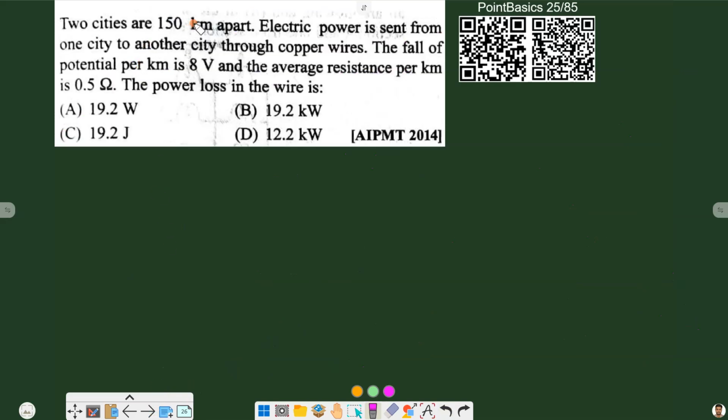Two cities are 150 km apart. Electric power is sent from one city to another through copper wires. The fall of potential per kilometer is 8 volts. Average resistance per kilometer is 0.5 ohm. What is the power loss in the wire? So we have to find out the power loss, and that we can easily find out.